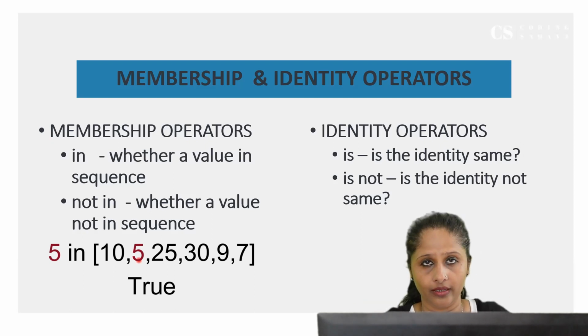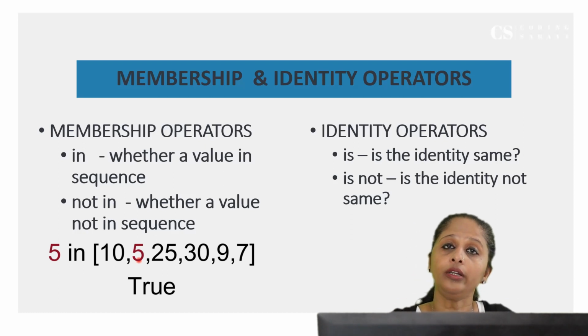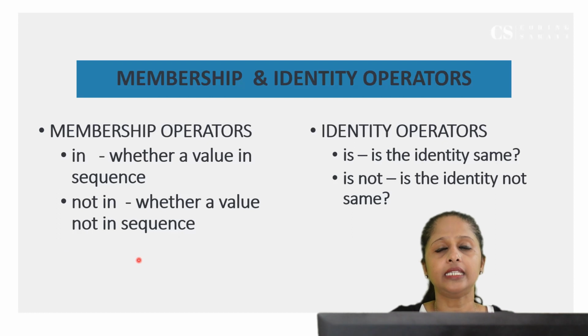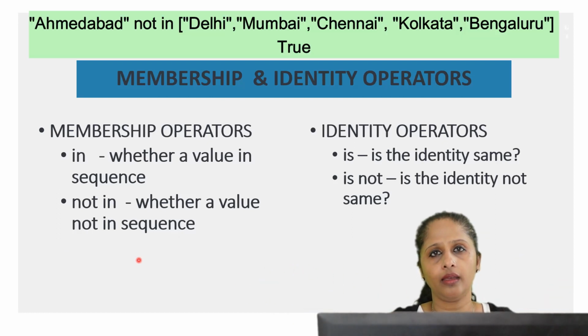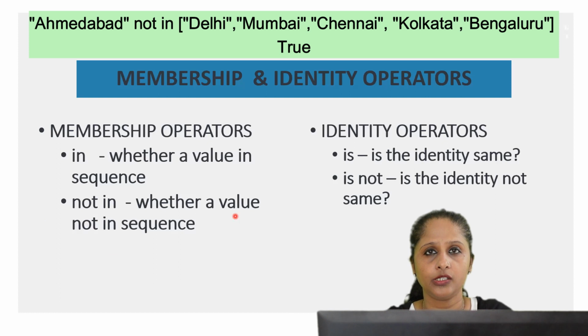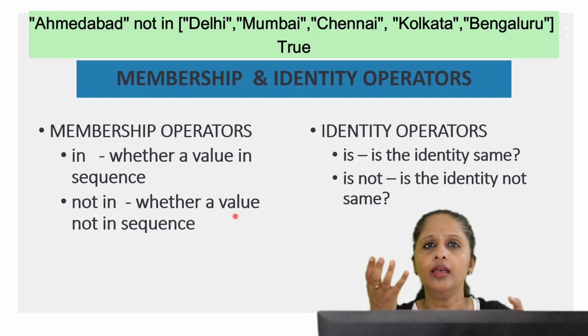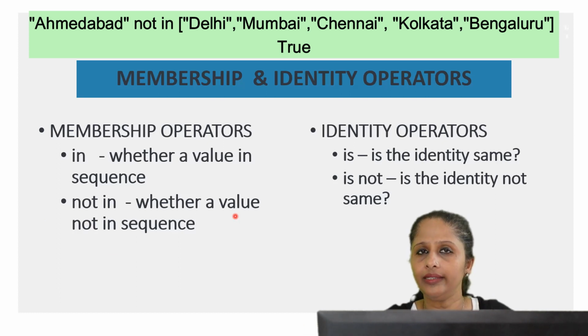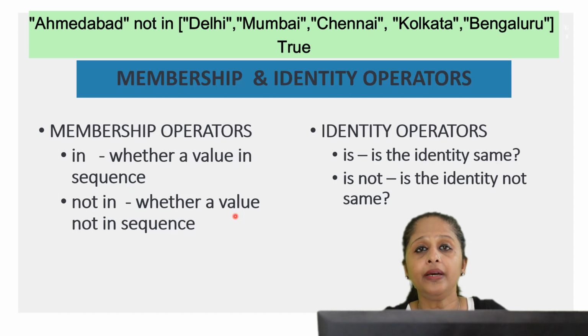In the same way we have not in. Not in means whether a value is not in the sequence. Suppose there is a list of cities like Delhi, Mumbai, Chennai, Kolkata, Bangalore, Hyderabad, and you are checking whether Ahmedabad is in this list. In that list we don't have Ahmedabad. So not in means it is not in, so it returns true. If it is not there, it returns true, and if it is there, then it returns false. So that is the in and not in membership operator.